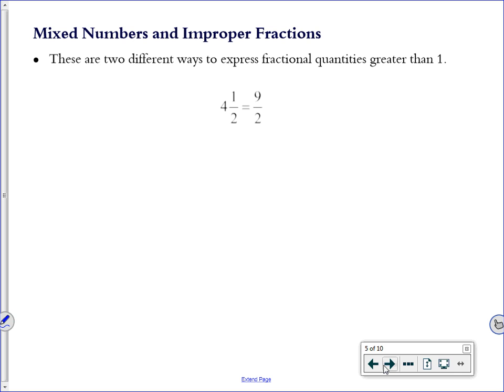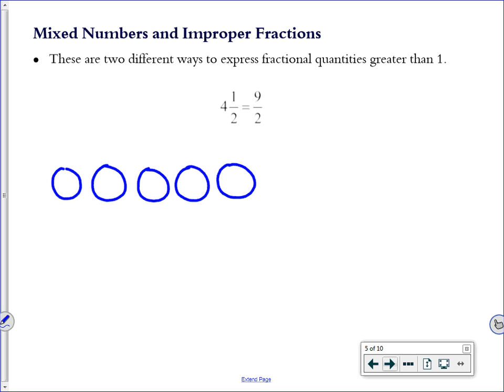Mixed numbers and improper fractions. So these are just two different ways to express any fractional quantity that's more than one whole. So if you want to know that these two things are equivalent, we could do a visual, like the way you might have first learned fractions as a child would have been with circles. So 4 wholes and 1/2 would look like 4 circles all shaded in, and then 1 circle that's been split in half with only half of it shaded in.